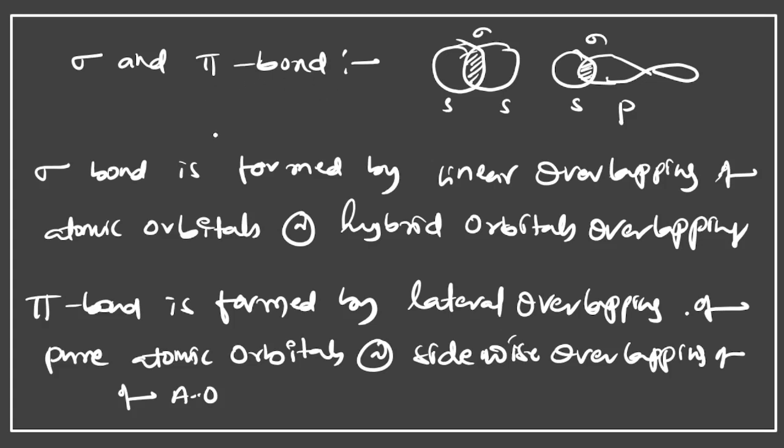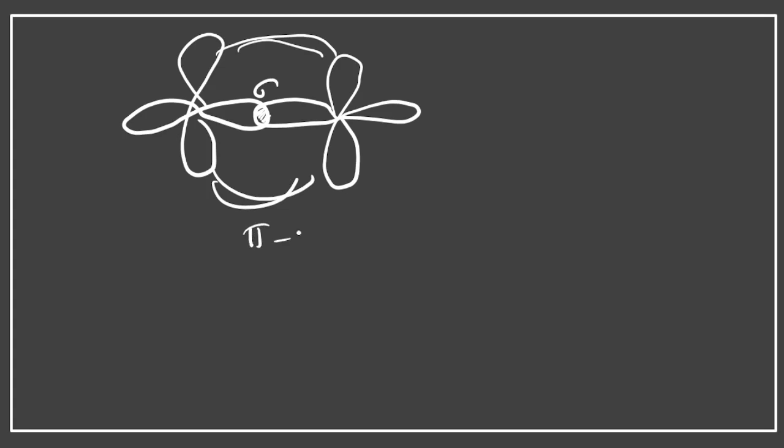See, overlapping of sidewise overlapping. Have a look at a pure p orbital. I am taking a pure p orbital, so it can form linear overlapping, which means a sigma bond is formed. Pure p orbitals with sidewise overlapping form a pi bond.